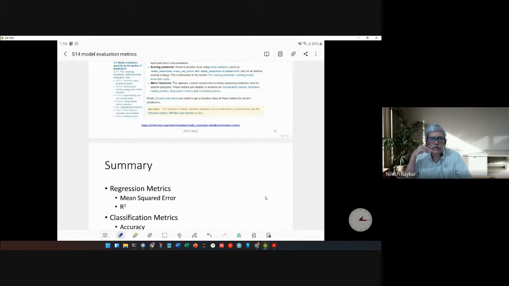And in today's session we have seen classification evaluation metrics. Regression metrics we have covered previously. So those things are there for your T2 examinations. We cover all these sessions here.